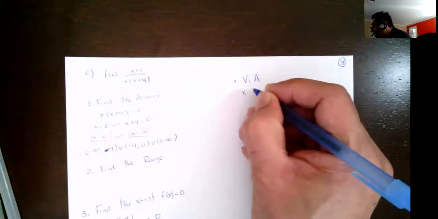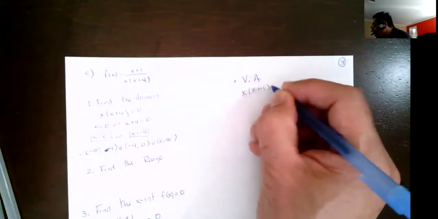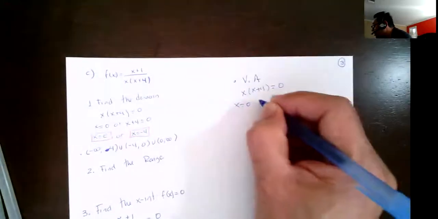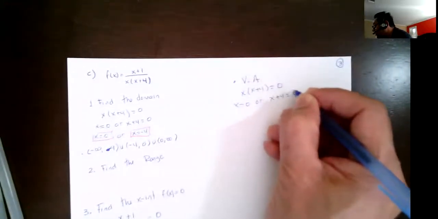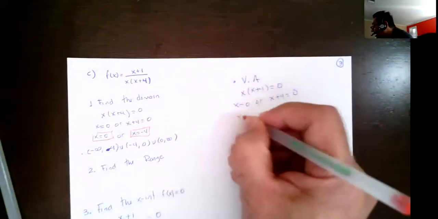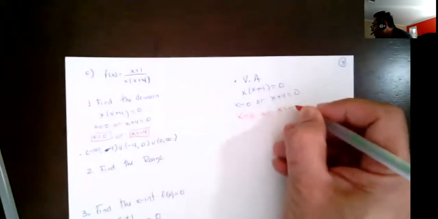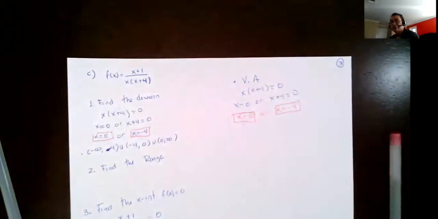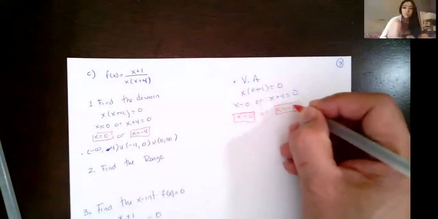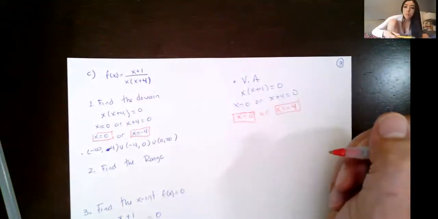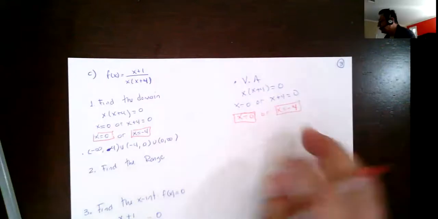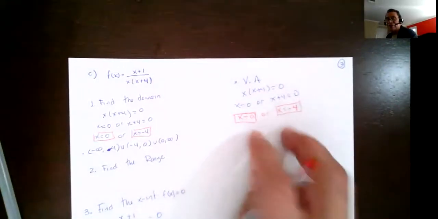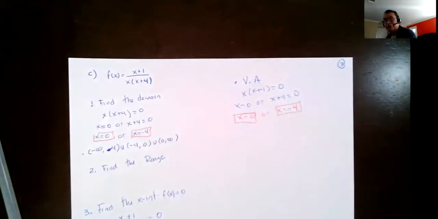So let me do it right here. That way you guys remember. Get the denominator again, x times x plus 4 equals 0, and solve for x. x equals 0 or x plus 4 equals 0. So x equals 0 or x equals -4. These are the vertical asymptotes. Is that clear, you guys? So the vertical asymptote is just what makes the denominator undefined. Yes, that's the right answer. Really good.